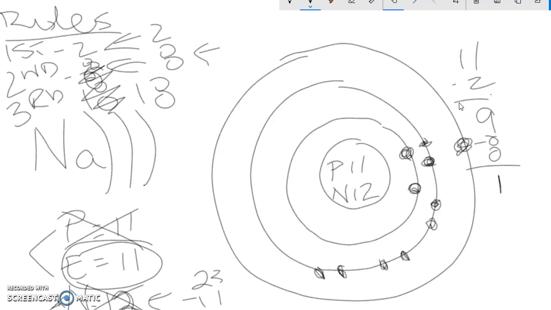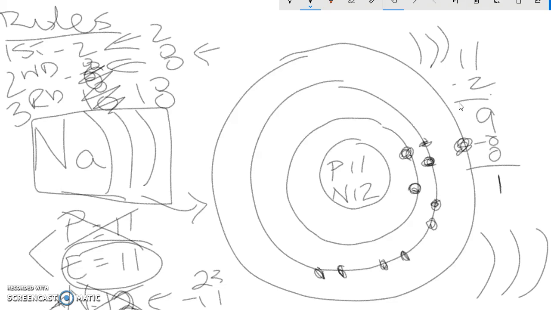So basically, what he's putting on here are these 3 levels over here. So for yours, you're going to put 2 on the first, 8 on the second, and then you're only going to have 1 on the third. And if you look at the first column on the periodic table, all of those would only have 1 in it.